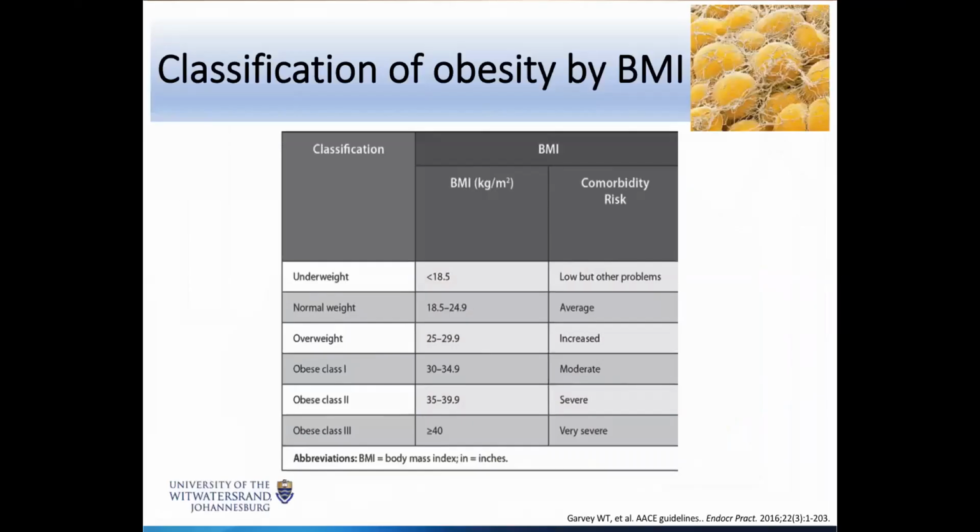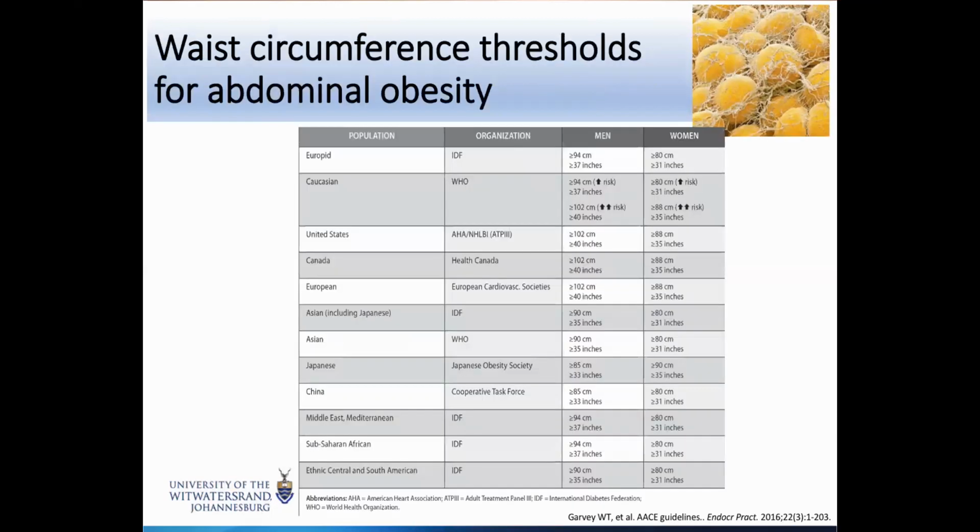With regards to the classification of obesity by BMI, BMI is a simple index of weight for height that is commonly used to classify overweight and obese adults. Overweight is defined as a BMI of more than 25 to 29.9, and obesity as a BMI of more than 30. Despite the limitations of BMI as an index of obesity, it's still the recommended measure in most guidelines. But we're starting to use and recommend waist circumference more.